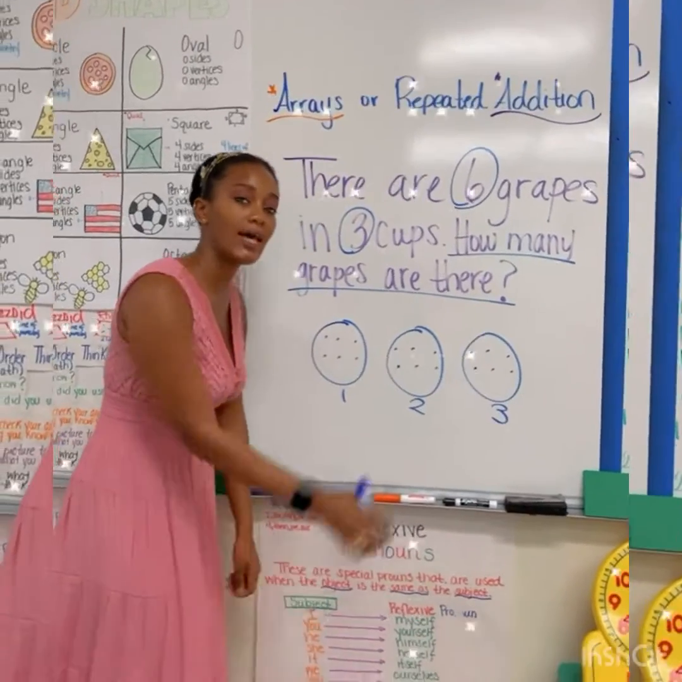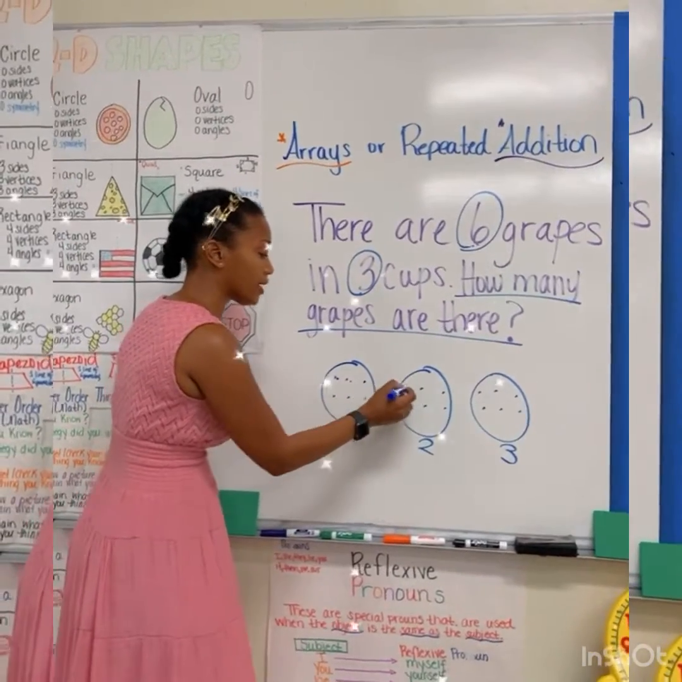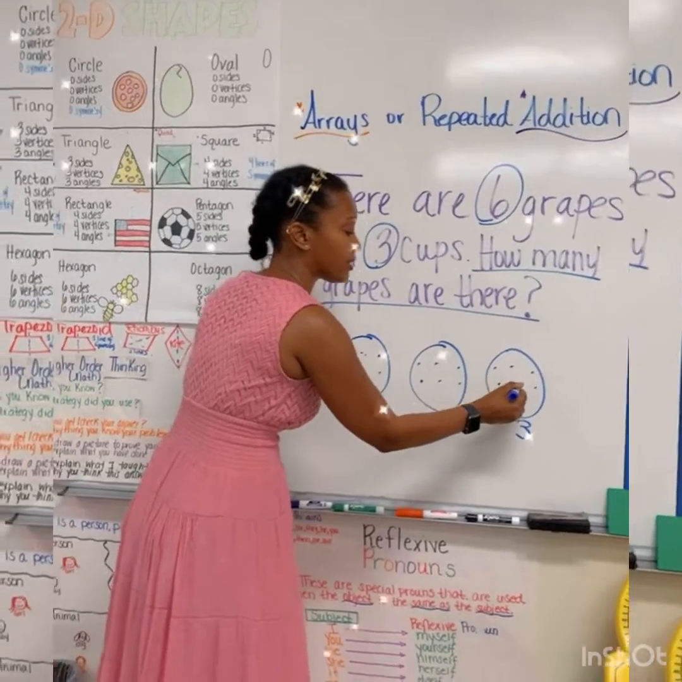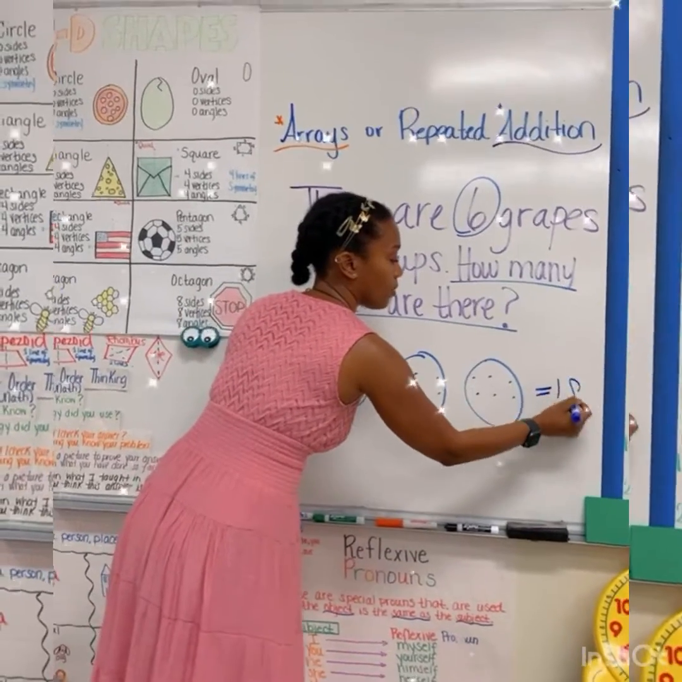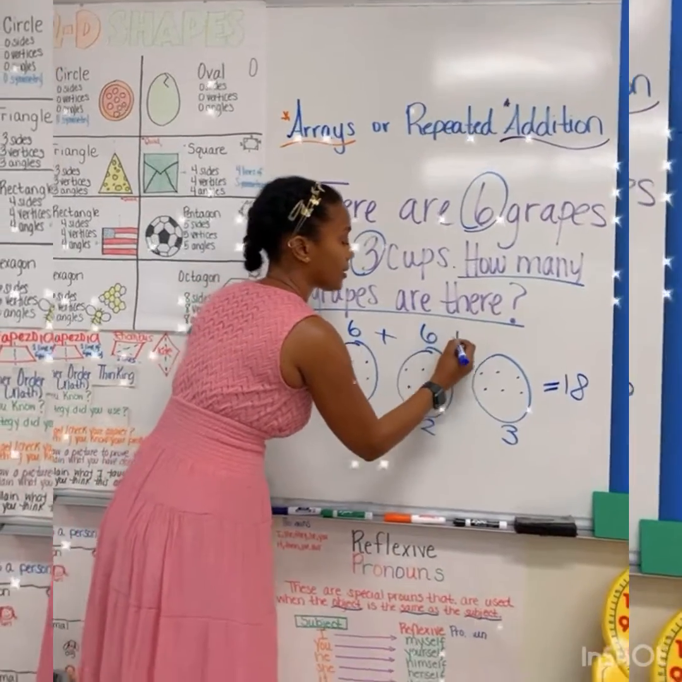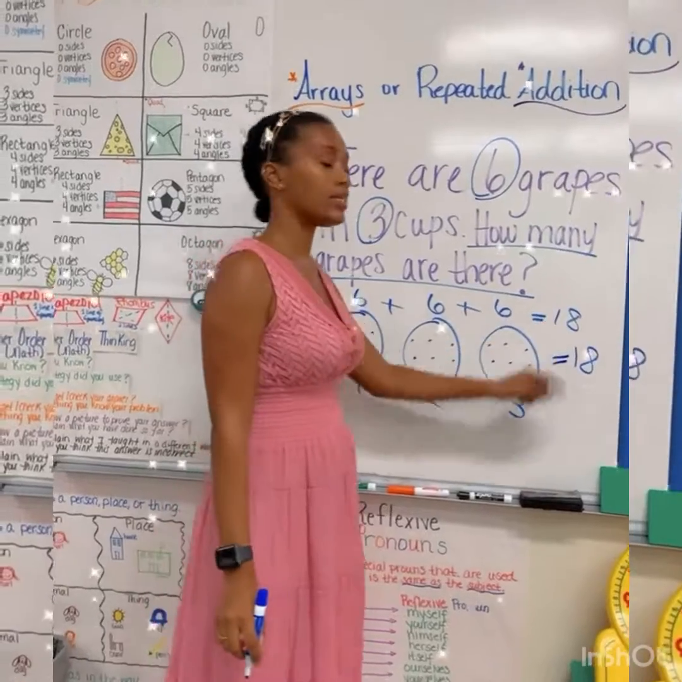I'm going to then add all the grapes together. That's 1, 2, 3, up to 18, which is 18. So 6 plus 6 plus 6 is equal to 18. This is our equation.